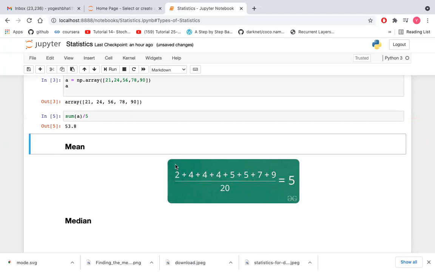So here is the given data: 2 4 4 5 5 7 9. Divide the sum by the total count. So the mean will be 5.